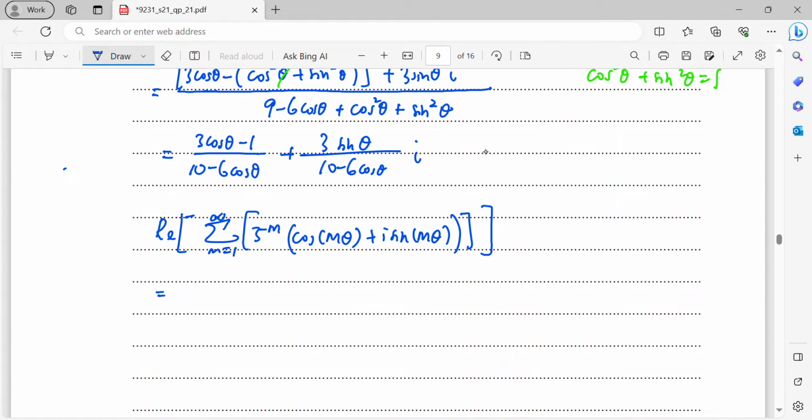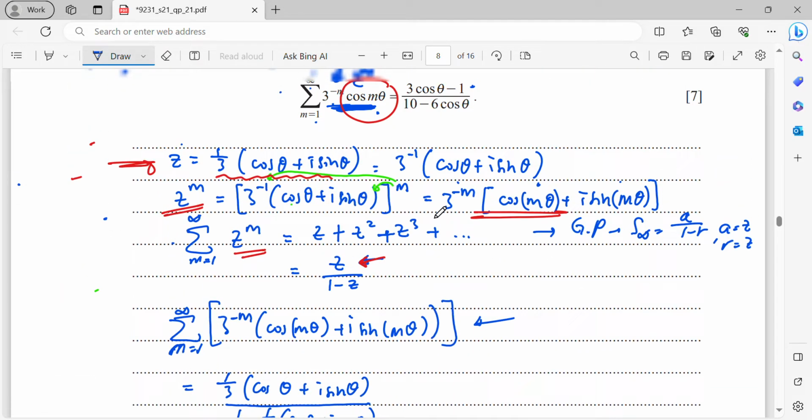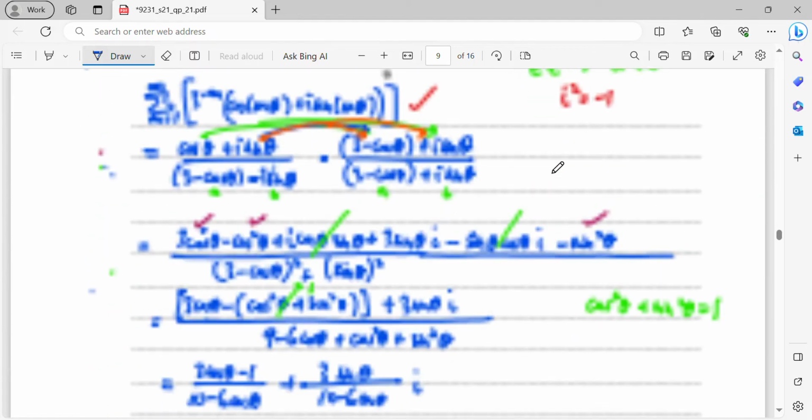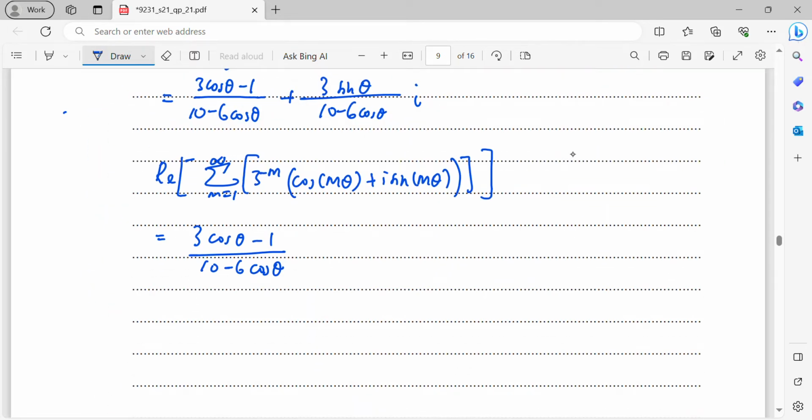Okay, this will be just this real part. So it will be 3 cos theta minus 1 over 10 minus 6 cos theta. And now let's check the answer. Alright, so I get 3 cos theta minus 1 over 10 minus 6 cos theta. Okay, so shown. Alright, this is the solution for this question.